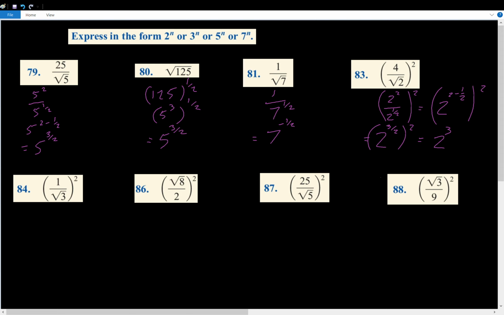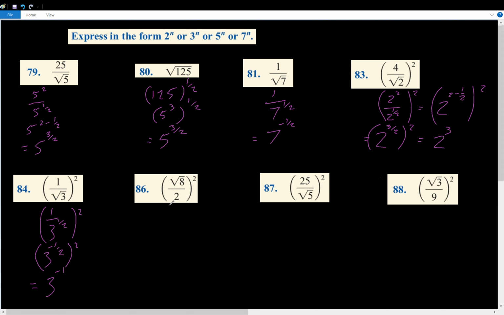In 84, inside our brackets, we're going to change our fraction to be 1 over 3 to the power of a half, and that's still all squared. Now we apply our negative power rule, similar to how we did in 81. So inside our brackets, we have 3 to the power of minus a half, and that's still all squared. Now we apply our power to a power rule. Minus a half times 2 is just minus 1. So that's 3 to the power of minus 1.